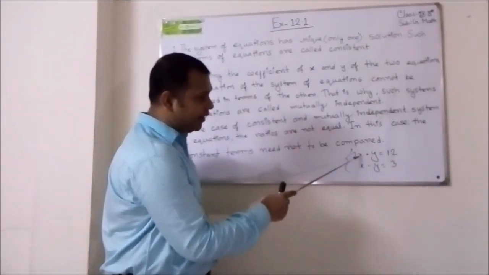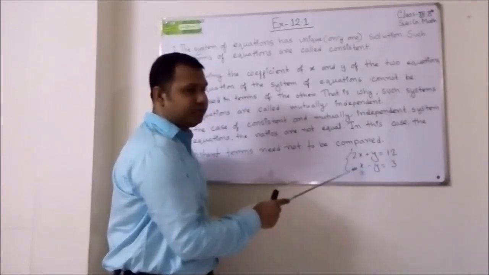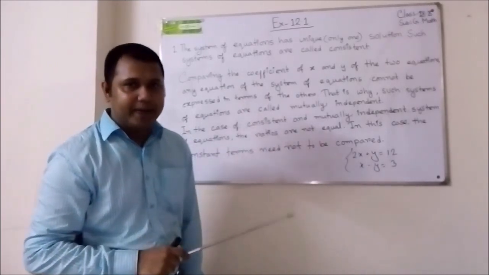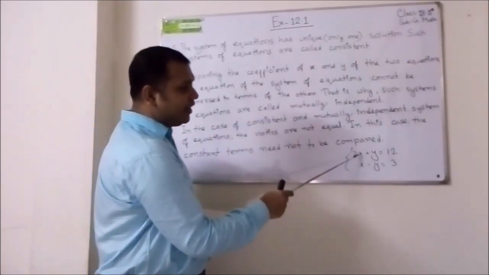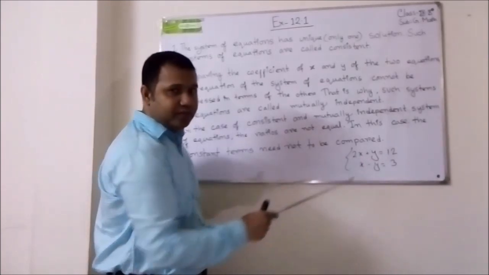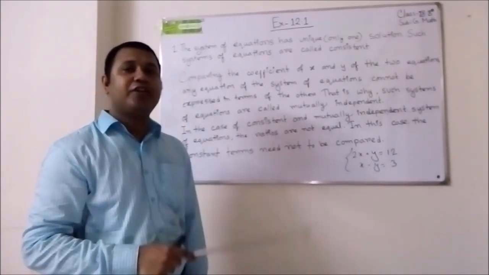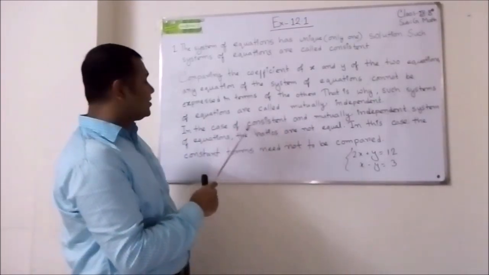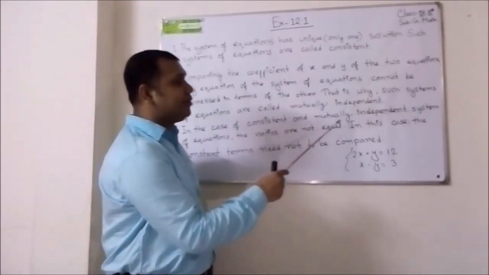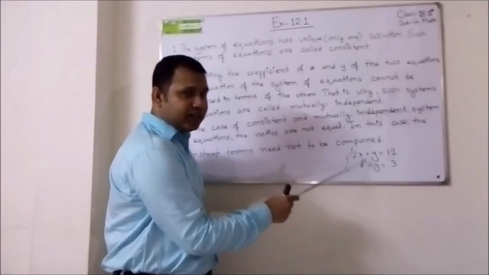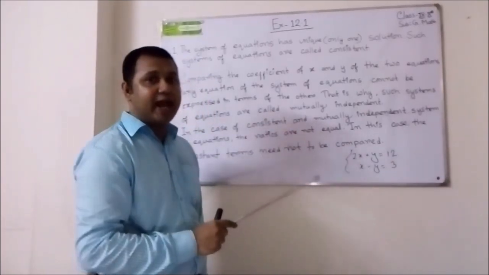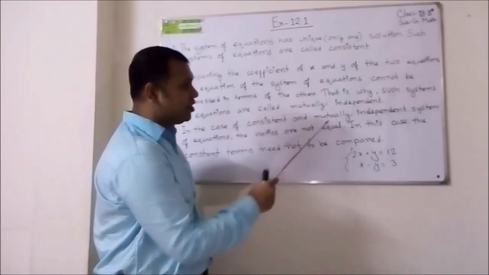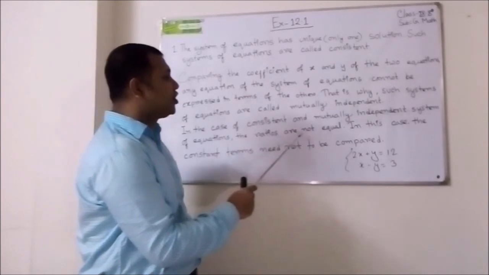If we multiply or divide the first equation by any number, we will not get the second equation. Like that, you will understand whether the equations are mutually independent or dependent. Here we see that we cannot express the first equation by the second equation by multiplying or dividing by any number. So these are mutually independent. In this case, they are consistent and mutually independent. For such a consistent and mutually independent system of equations, the ratios are not equal.